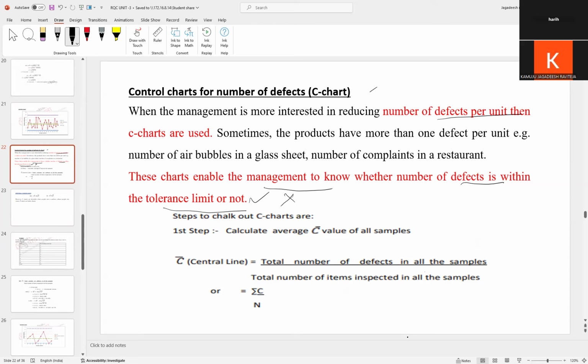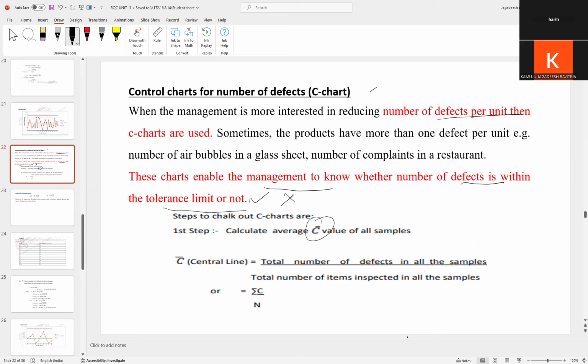Okay. So the first step involved in this C chart is to find C bar. We know what C is. C is nothing but the control chart C, and it is used to find the number of defects. In the C chart, first we are going to find the average. So what is the formula for the average? Sum of the samples divided by the total number of samples.